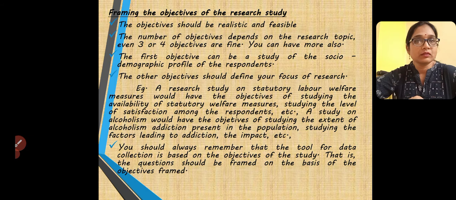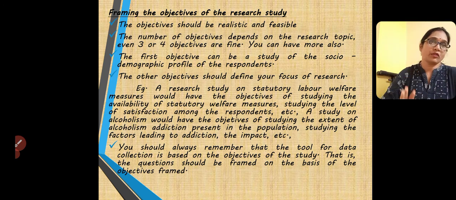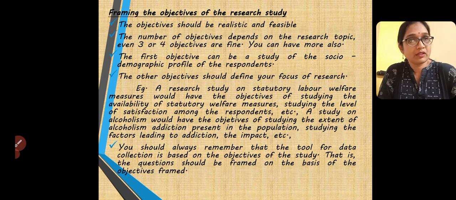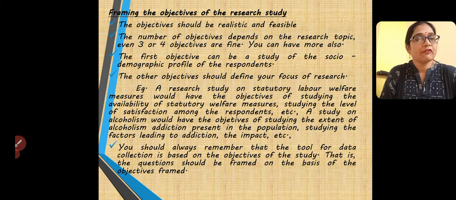The first objective can be, or should be, a study of the socio-demographic profile of the respondents. Usually I always say you can just write: to study the socio-demographic profile of the respondents. This is your first objective. Irrespective of your research project, you will definitely have a list of respondents, and you need to know their socio-demographic profile.